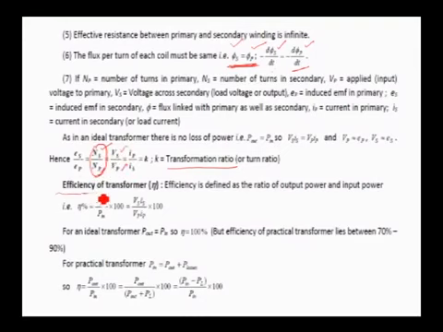But remember, a transformer will never work with 100% efficiency. Whatever power we transmit, the same power will not be received at the other end. Always there is a loss. That's why, to find the efficiency of the transformer, we divide the output power by the input power multiplied by 100%. Output power is the product of output voltage and output current, divided by input voltage and input current. VS IS will give output power, VP IP will give input power. So that's how we measure the efficiency.